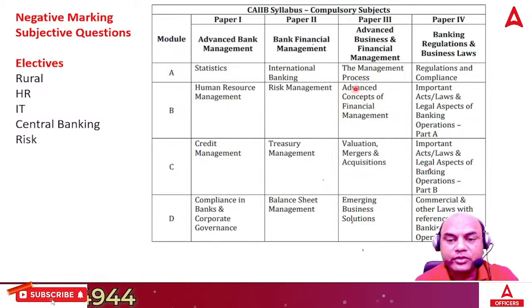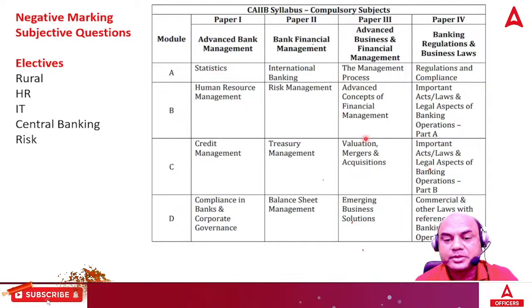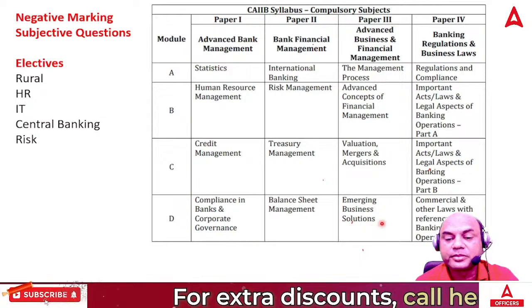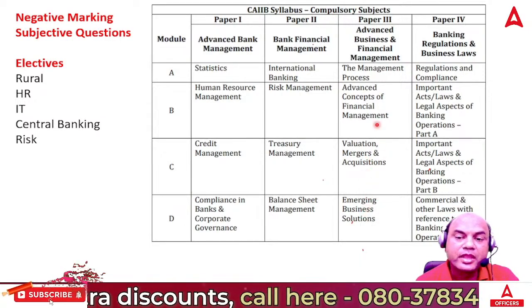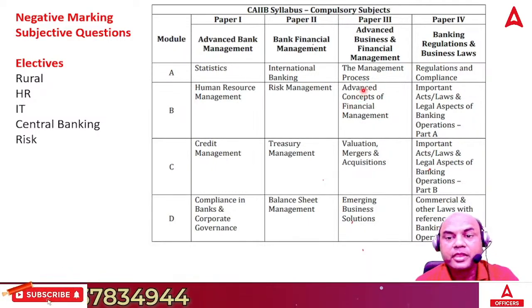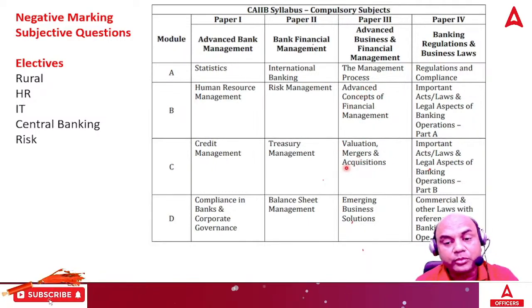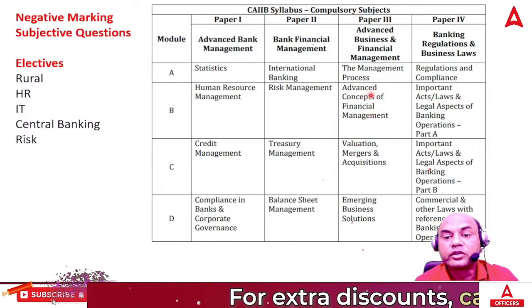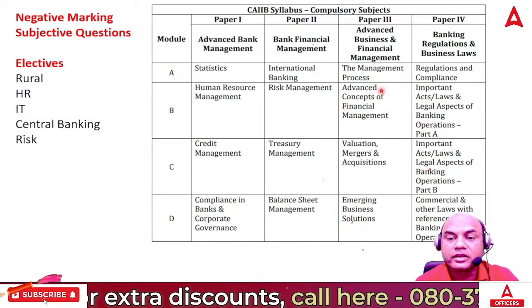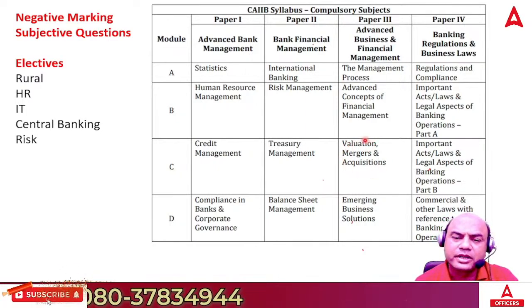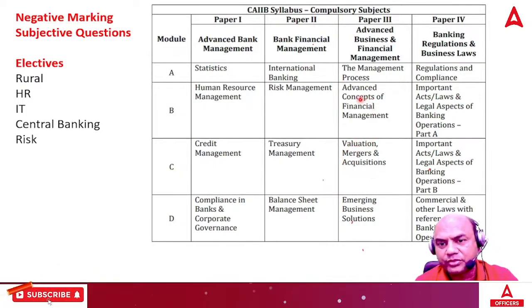So ABFM is totally related to financial management. Valuation, mergers and acquisitions is theory. And emerging business solutions, theory. You'll have numericals in module B. Even in valuation, mergers and acquisitions, you'll have numericals also. So module B is the toughest one in ABFM. Module A is theory. C is also a bit tougher, but okay. B is very tough. BRBL is a complete theory subject.